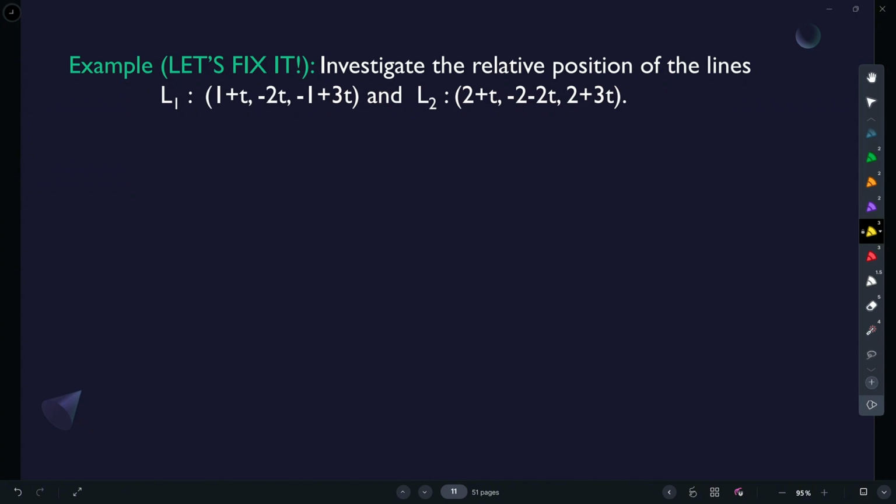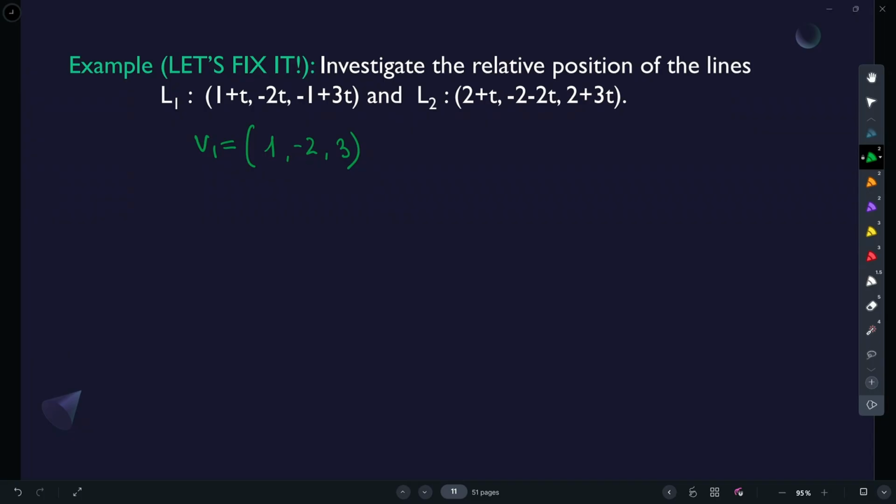Much of that depends on what the vectors are like. If the vectors are parallel, then the lines can be parallel or identical. And if their vectors are not parallel, then they can be intersecting or skew. So let's see what the vectors are. The vector for this one, this is a parametric form, so you look at the coefficients in t, and this vector is 1, minus 2, 3.